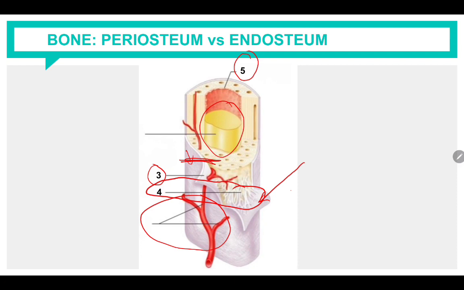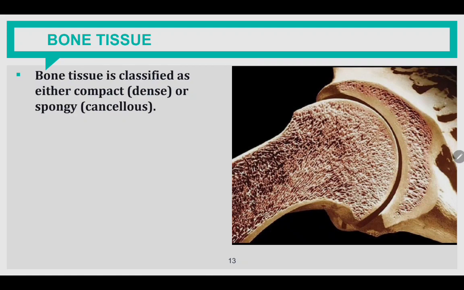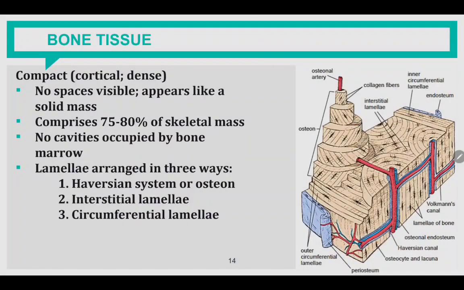So, let's move on to the next slide, which is the bone tissue. For the bone tissue, it is classified either compact or spongy bone. We all know that naman. Compact bone, which other name niya is the cortical bone, and there are no spaces here, so basically you can't see cavities here. It comprises 75 to 80% of the skeletal mass.